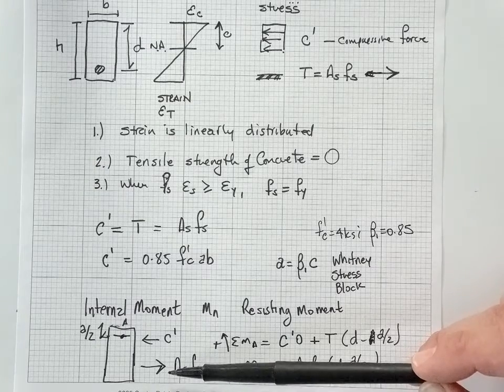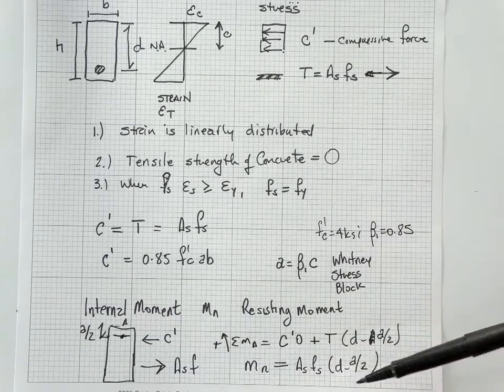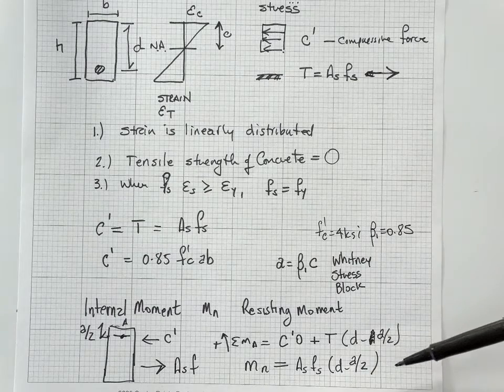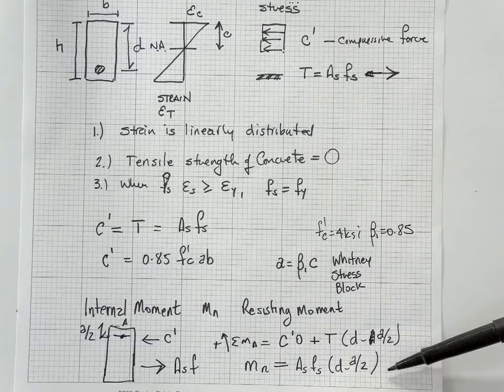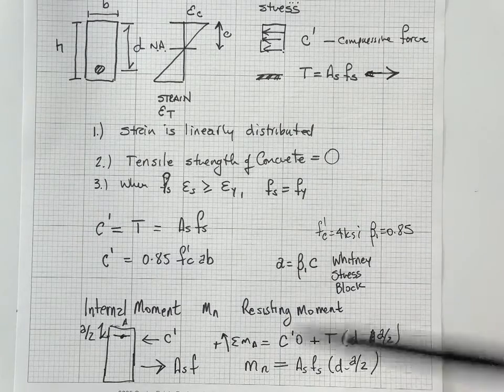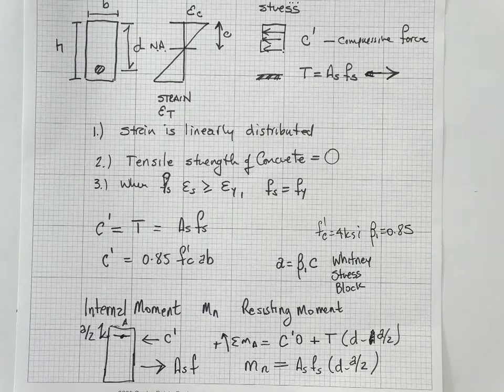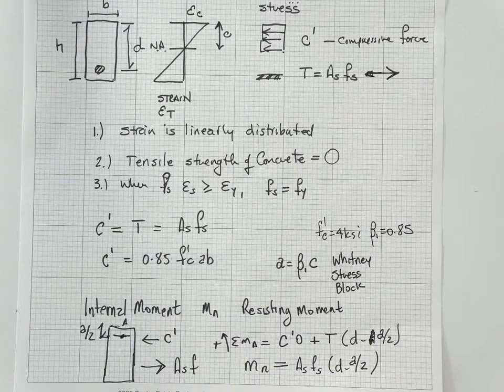This force here, the tension force, is acting at a depth D minus A over 2 from point A. And so our internal moment is given to us as A_S F_S multiplied by D minus A over 2. And these are our two important equations. The first is that C prime is equal to T. The second is what our internal moment is, rather.